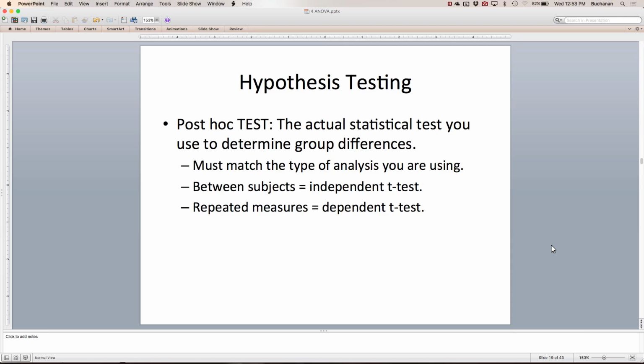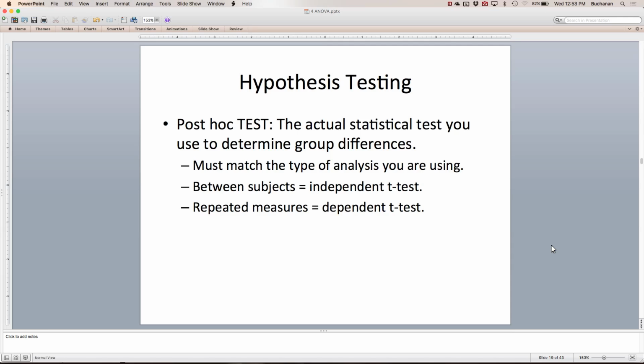But don't run the wrong one. I guess in theory I should say, if you're going to run the wrong one, run it as between, because then you won't make a mistake. But if you want to find something that's there, run it as repeated. So make sure you understand these variables, which will then allow you to do the right type of test.